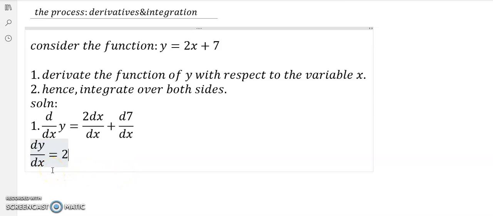Therefore, we conclude that dy over dx is nothing but the gradient of this function. As you can see here, we got y equal to 2x plus 7. 2 is our gradient. Let's proceed.